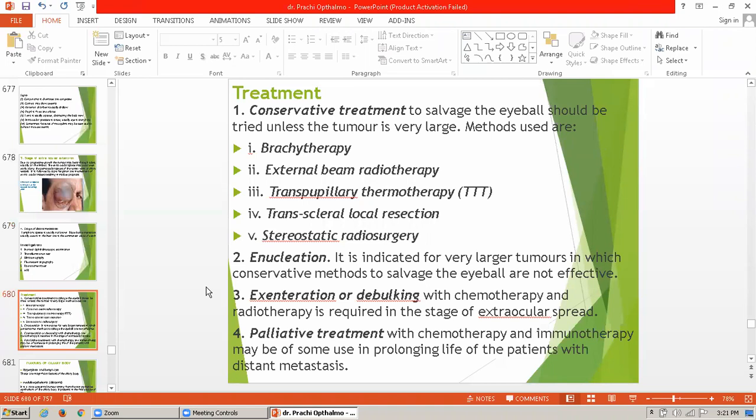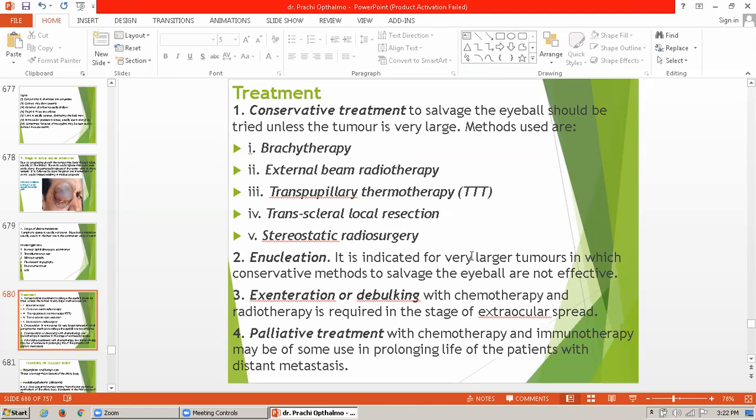So the treatment of tumor of the choroid contains, first, conservative treatment. It is to salvage the eyeball and should be tried unless the tumor is very large. The methods used are: first, brachytherapy; second, external beam radiotherapy; third, transpupillary thermotherapy, TTT; fourth, transscleral local resection; fifth, stereotactic radiosurgery. Then second is enucleation.